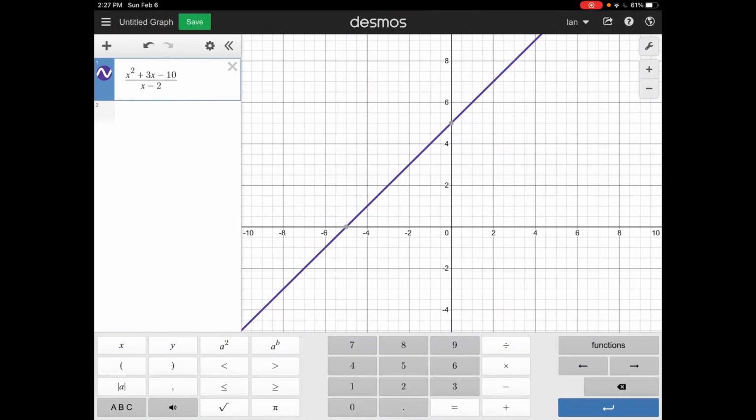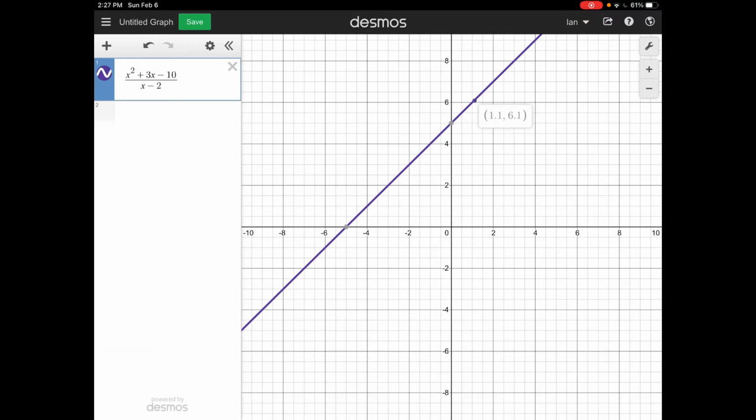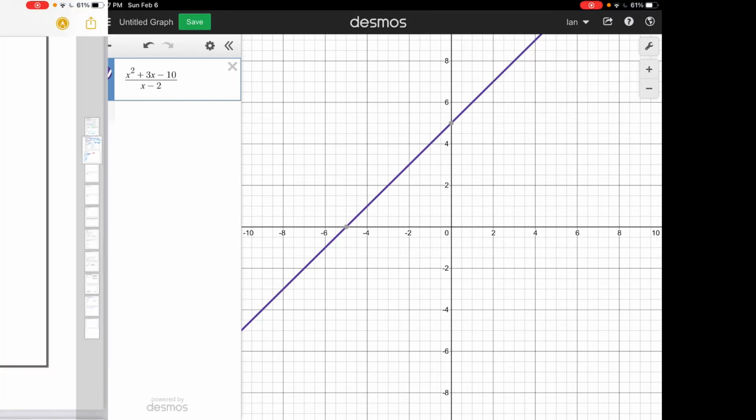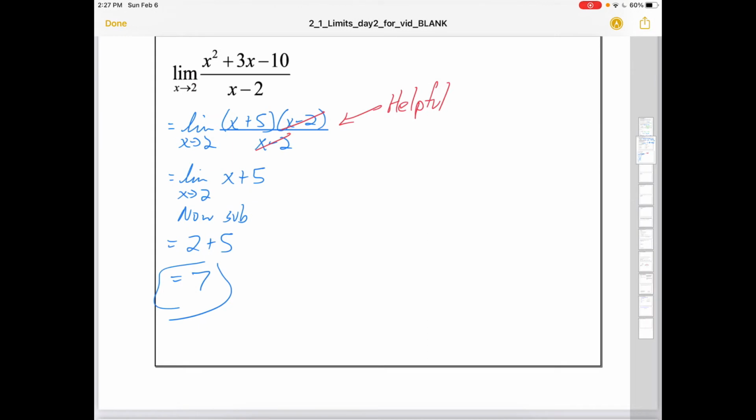There's the graph. The lim as x goes to 2. I mean, clearly it looks like it's going towards 7. And you might say, oh, that's just a line. That's weird. But it is a line with a hole in it. It just briefly said it, undefined. There's the hole. The limit is 7. And we found that limit algebraically.